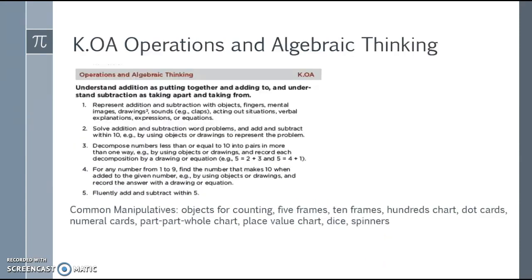After counting and cardinality, we'll move on to operations and algebraic thinking. So we need to understand addition is putting together, so composing, and understand subtraction is taking apart or decomposing numbers. Some common manipulatives used would be objects for counting, 5 frames, 10 frames, hundreds chart, dot cards, numeral cards, part whole chart, place value chart, dice, and spinners.